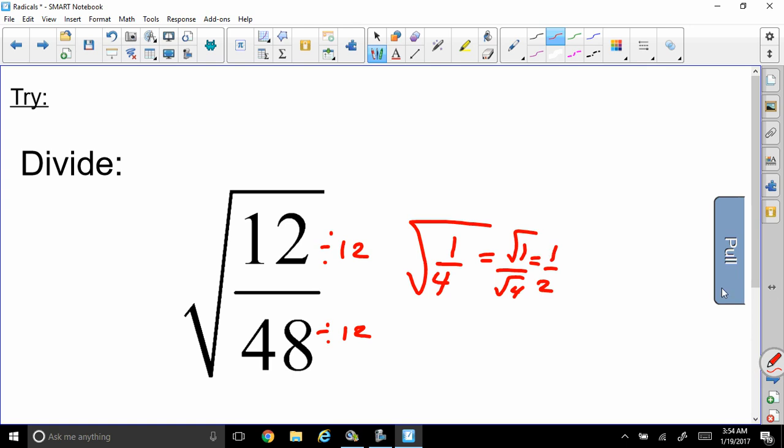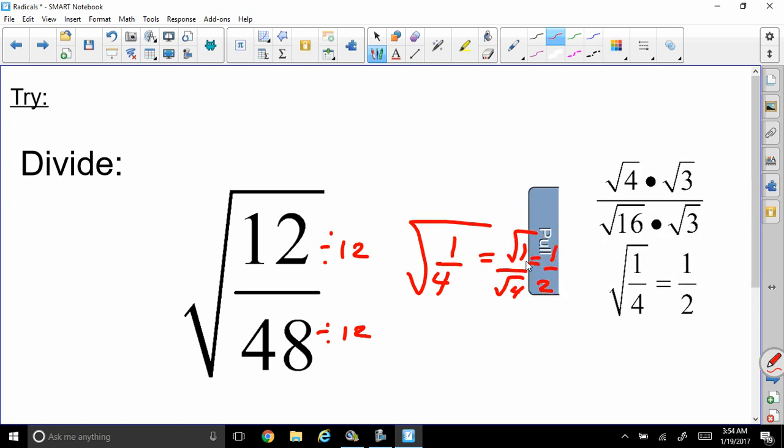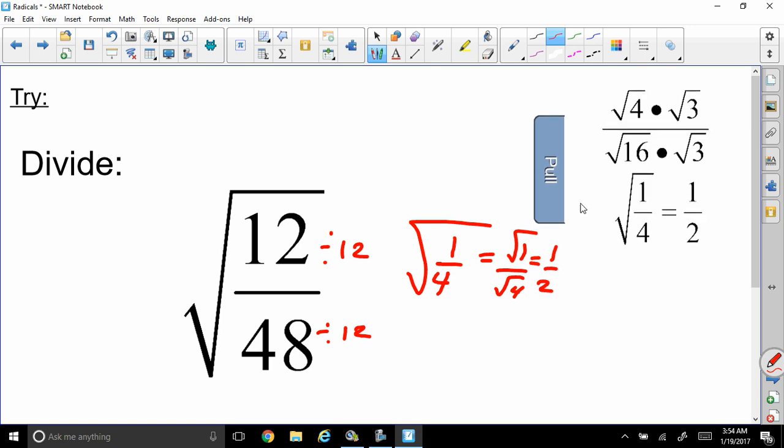Now take a look at how I did it. So let's pull this out. I broke up 12 into square root of 4 times the square root of 3. And I also broke up 48 into the square root of 16 times the square root of 3. So if you see my video on simplifying radicals, that's where I got those numbers from. I used the largest perfect square that goes into them. So the square root of 4 times the square root of 3. So this would cancel up here.